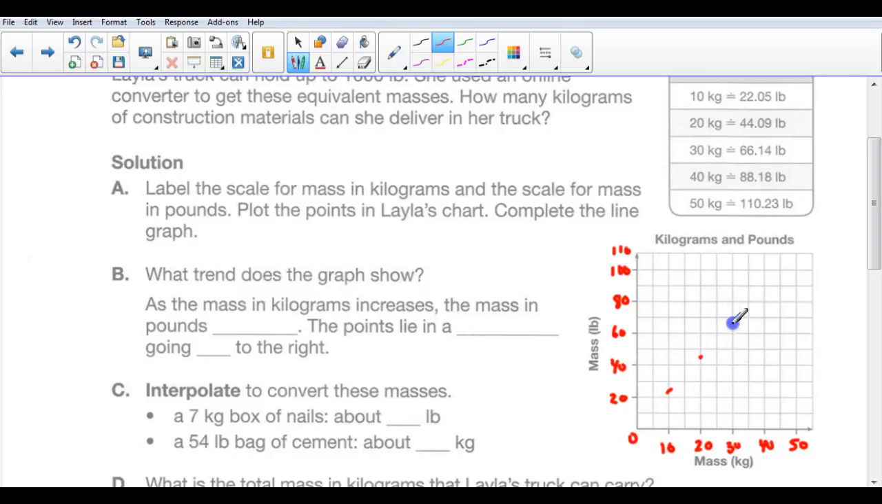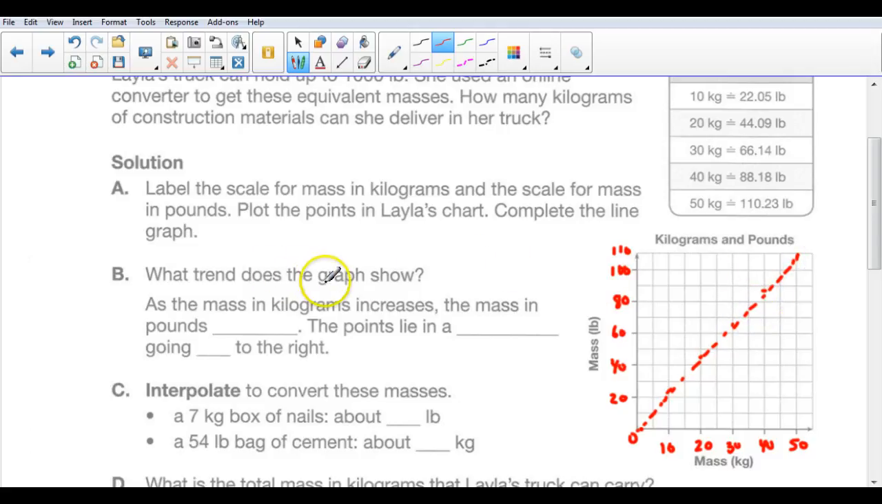There's 70, 66 is about there. 40 kilograms is about 88, so there's 40, we'll go to 88. There's 90, 88 is about right there. And 50 kilograms is about 110, so it's about right there. So we can connect these with a straight line all the way through, like that.